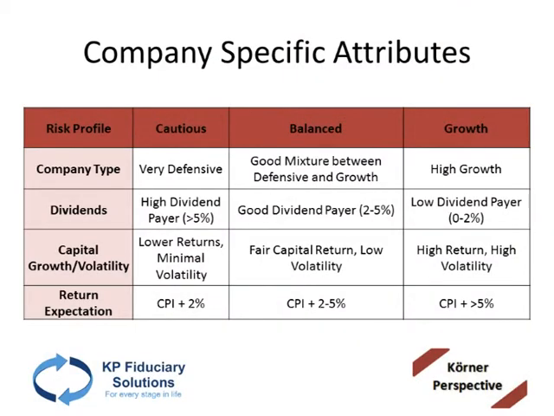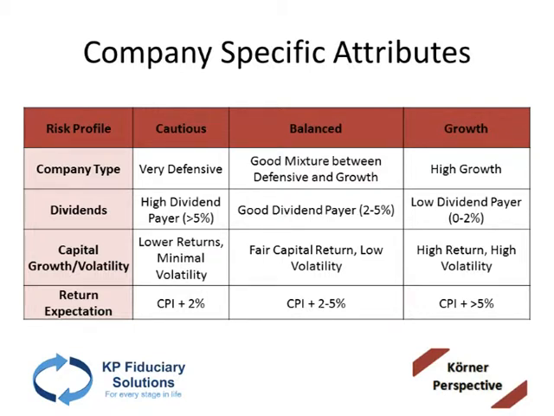Having a look at company specifics, we'd just like to go through the company profile that fits into each risk category. When we have a look at the cautious category, these are normally companies that are quite defensive. They generally pay higher dividends of probably over 5% and generally have a low degree of capital volatility and would generally return inflation plus 2%.